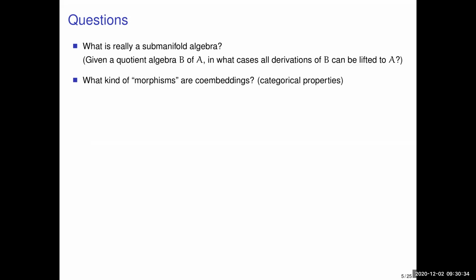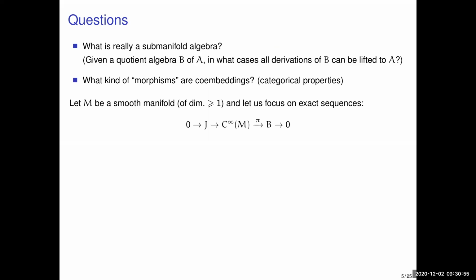Another question is these co-embeddings, they are morphisms in the sense that you can compose two co-embeddings and still get a co-embedding. So one may wonder what the categorical properties are. I only have one remark on this. There is not much I have to say. And then there are questions about the commutative case. So you can focus on exact sequences of commutative associative algebras.